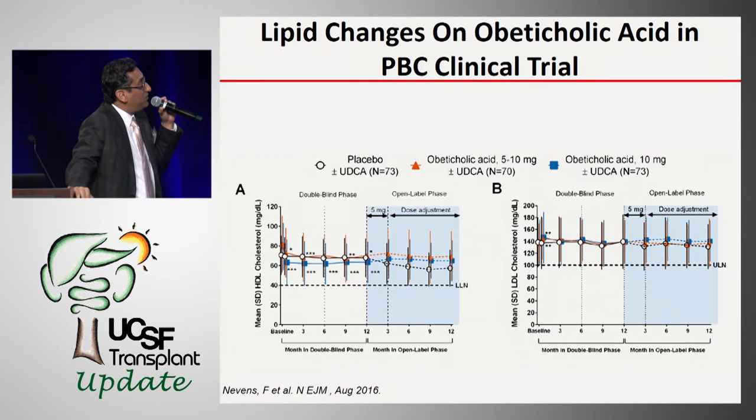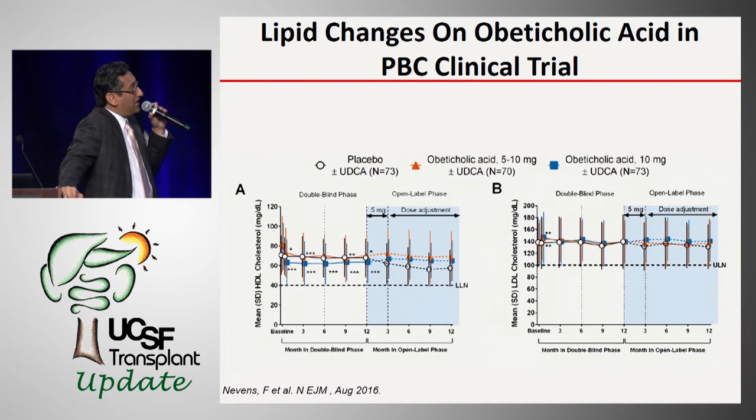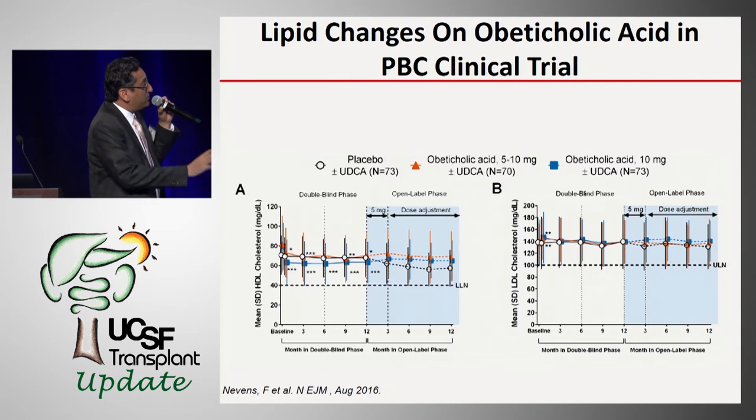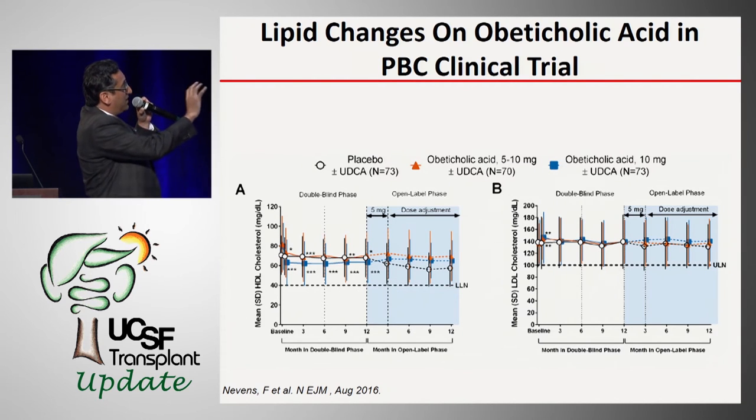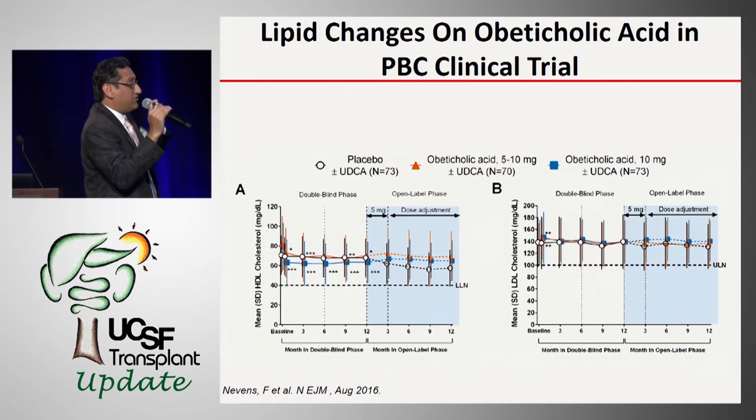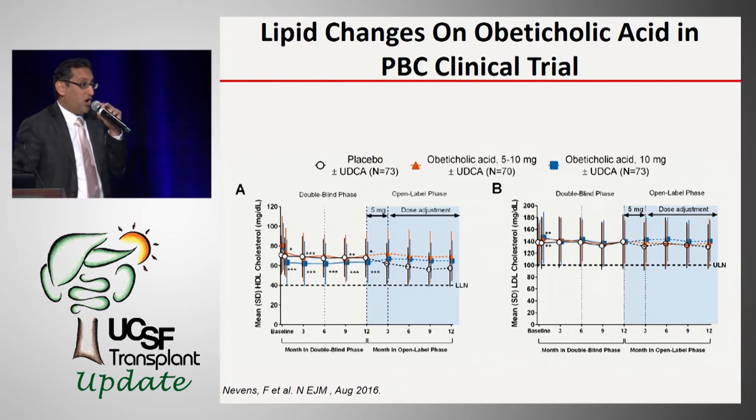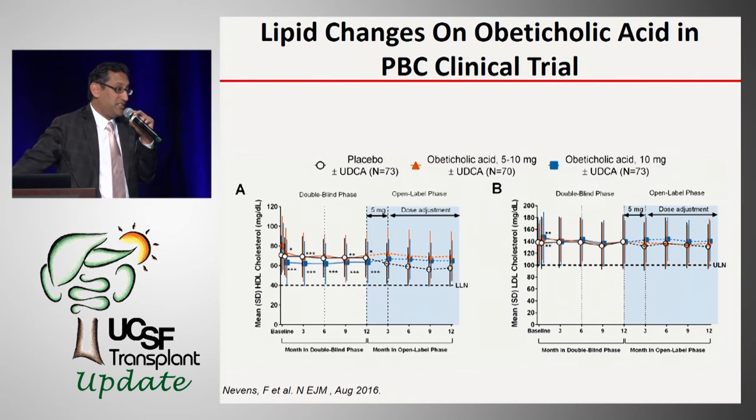If you look at the lipid changes on obeticholic acid in the primary biliary cholangitis trial, it's a little bit complicated graph, but in short, the HDL also decreased in patients with PBC, and there was a slight increase in LDL. But when they went to the open phase, that difference went away. We have to keep a close watch on it. What it means and whether it's clinically significant, we don't know, but we have to realize it and understand it a little better in our phase 3 clinical trial.